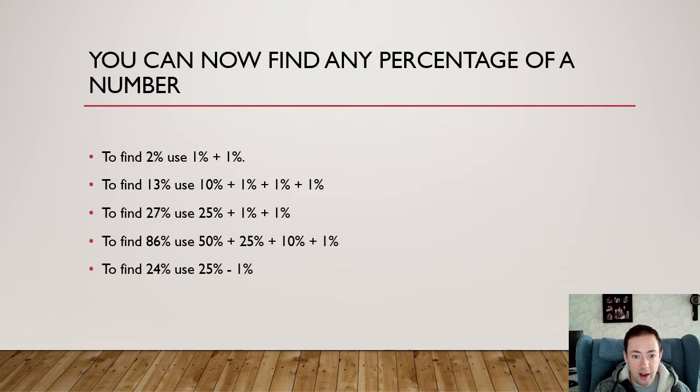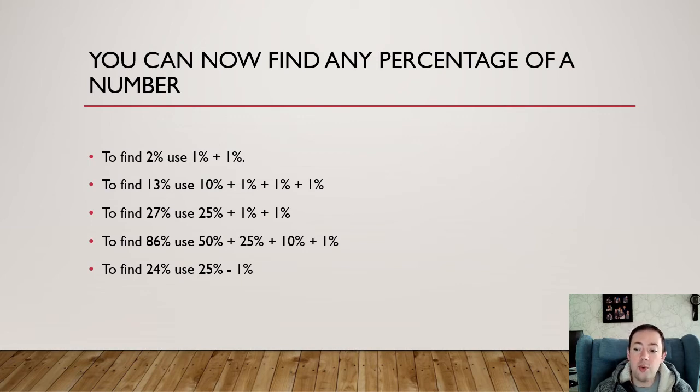Now, you can find any percentage of a number in this way. All you need to do is add them up or take them away. So for example, to find 2%, I would find 1% and add 1%, just 1% twice. That will give me 2%. To find 13%, use 10%, add 1%, add 1%, add 1%. To find 27%, use 25%, add 1%, add 1%. To find 86%, I could do 50% plus 25% plus 10% plus 1%.